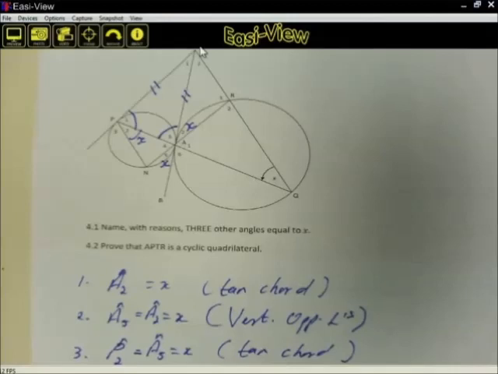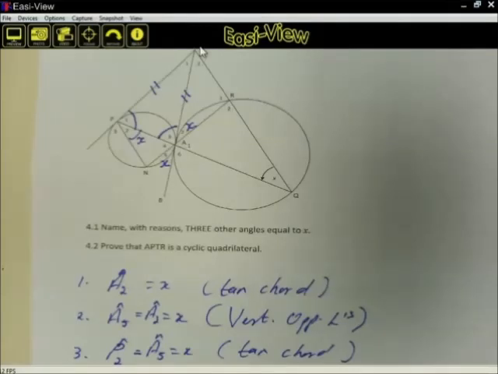Number 1, if the exterior angle of a quadrilateral is equal to the interior opposite angle, then the quadrilateral is cyclic. Secondly, if the opposite angles of a quadrilateral are supplementary, then that quadrilateral is also cyclic. Thirdly, if the angles subtended by the same side of a quadrilateral are equal at the vertex, then that quadrilateral is also cyclic. Those are the 3 ways of proving a quad to be cyclic.